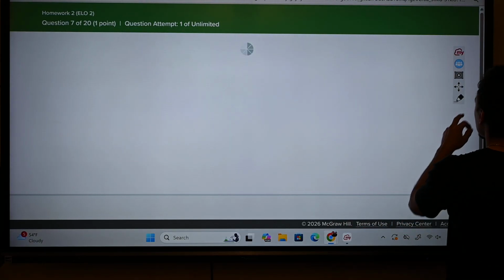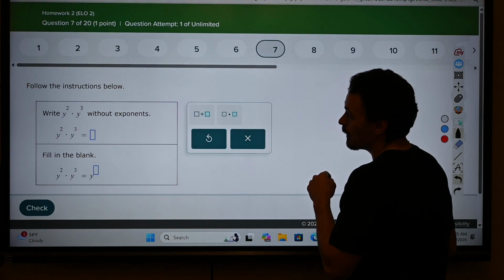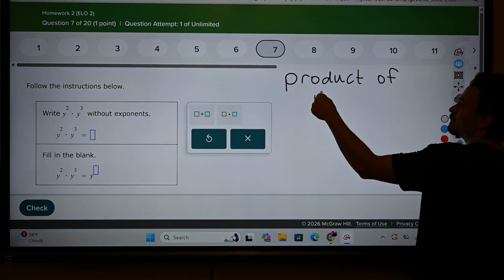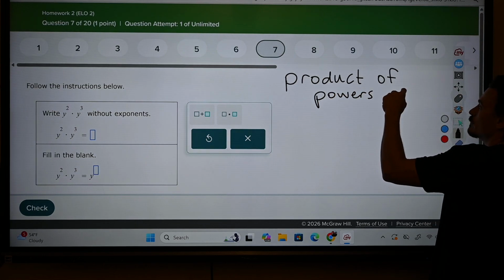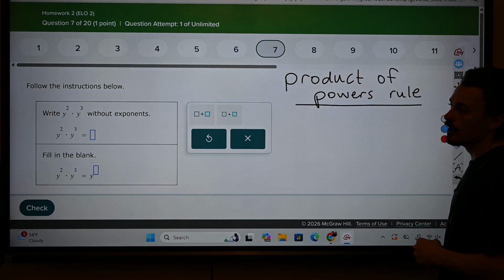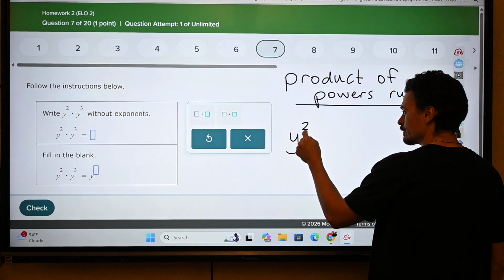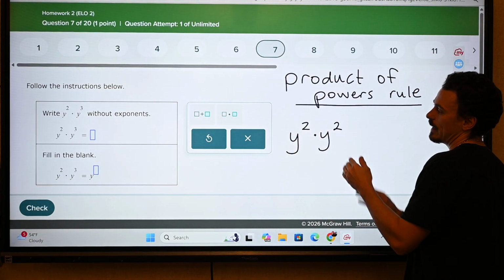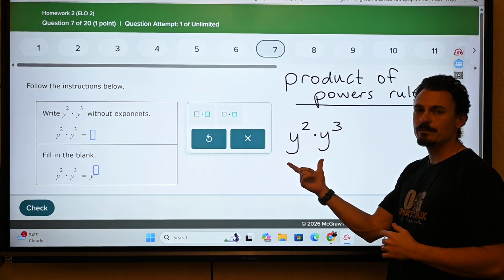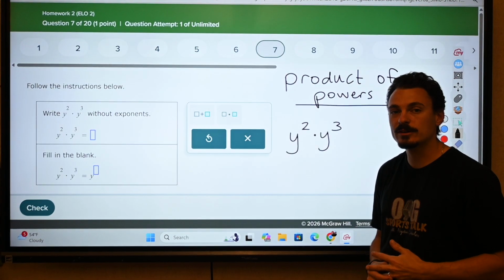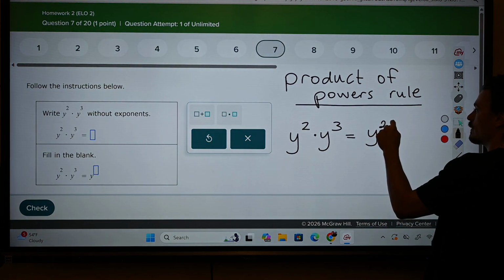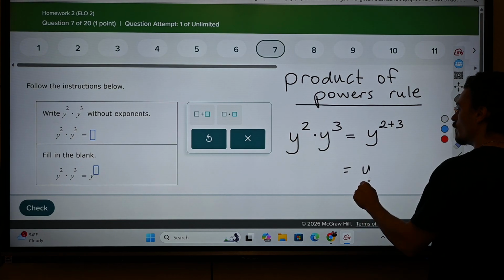Number 7. Okay, so this wants to teach you the product of powers rule. Whenever you have exponents that have the same base, so here the base is y, and you're multiplying those exponential factors together, you're going to add the exponents. So 2 plus 3 equals y to the 5th.